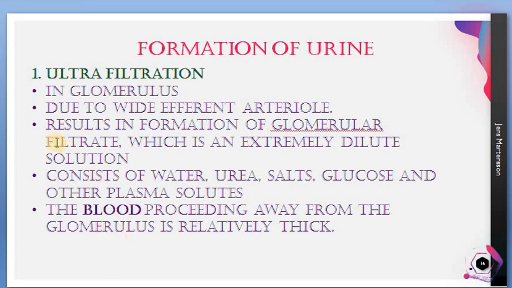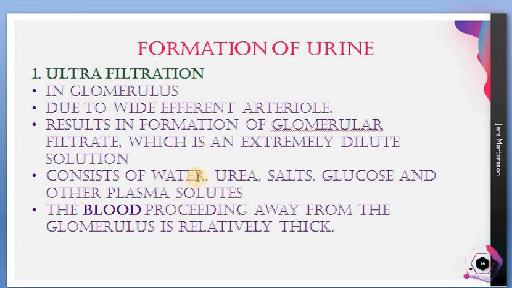Now, what results in the formation of glomerular filtrate? Due to ultrafiltration, what is the result? Formation of glomerular filtrate. Last class itself I said that we shouldn't call this urine. We need to note it as glomerular filtrate. The filtrate which comes out of the glomerulus is glomerular filtrate, not urine. Because what is the reason? It consists of essential products too.